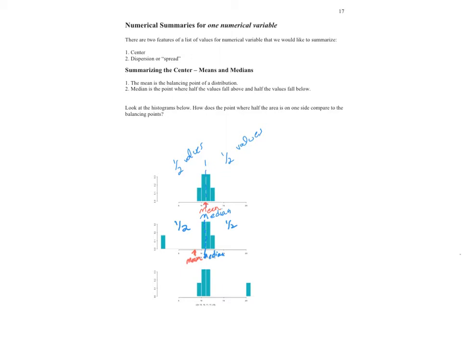And this last graph is the same situation. The median is in the same place, but now to balance it, you're going to have to go a little bit in this direction, otherwise it's going to tip down this way. So maybe the mean is about right there.